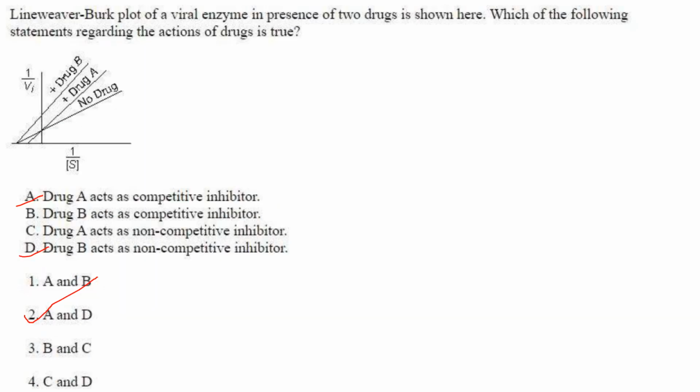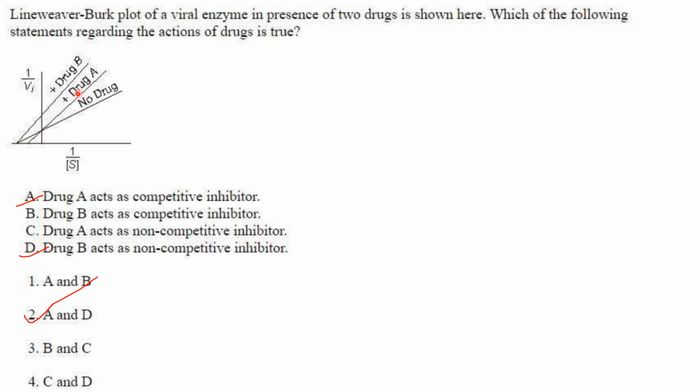Then next one, Lineweaver-Burk plot of a viral enzyme in presence of two drugs is shown here. Which of the following statements regarding the action of drug is true? So this is the line for no drugs. This is for drug A and this is for drug B. Now in competitive inhibitor, Vmax remains unchanged and Km increases. So this value over here, this is your Km. The value which intercepts on the y-axis is your Vmax. This x-axis intercept is your Km.